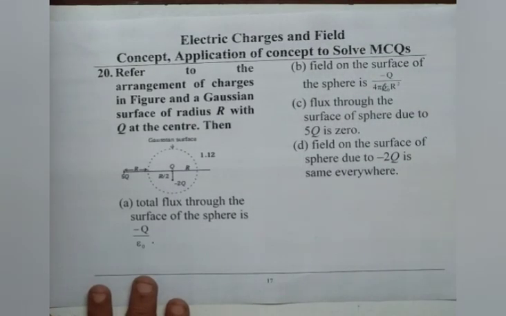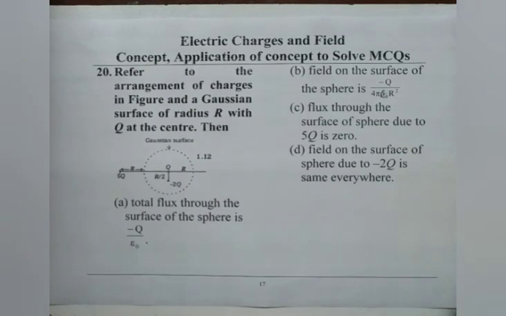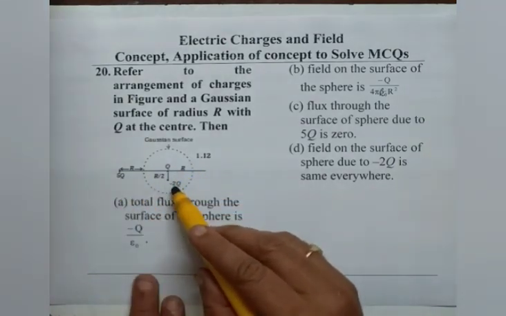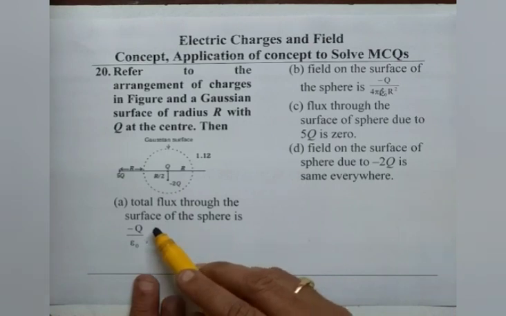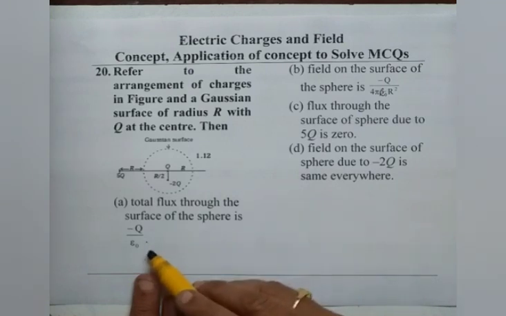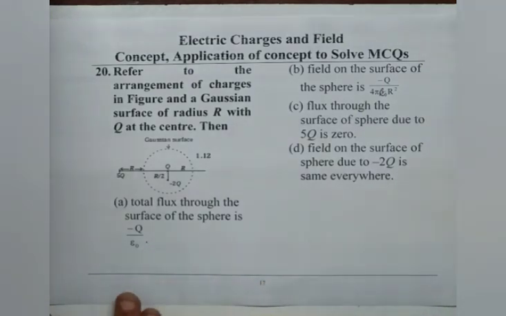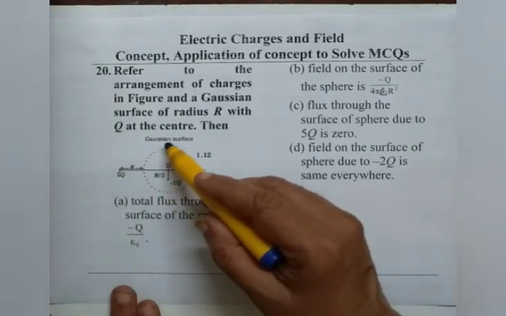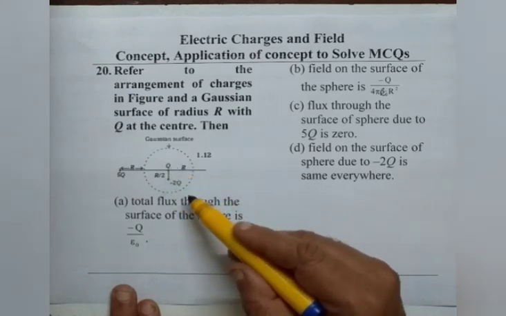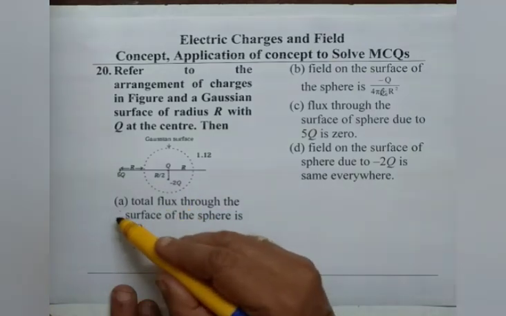The last question for this session refers to the arrangement of the charges in the figure. A Gaussian surface of radius r with q at the center. Say this is the Gaussian sphere, plus q is outside, minus 2q inside, and q is at the center. We read all the options. Total flux through the surface of the sphere is minus q by epsilon naught. According to Gauss law, external charge need not be considered, only charges inside algebraically added are to be considered. Minus 2q and plus q is minus q. So this option is right.